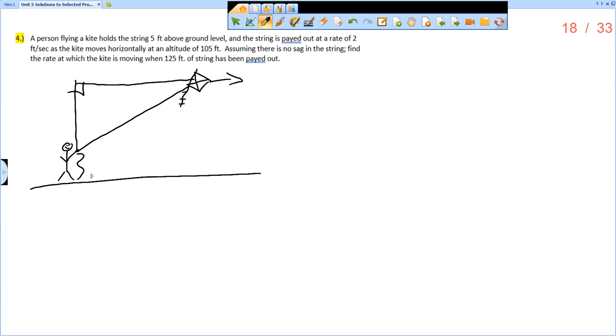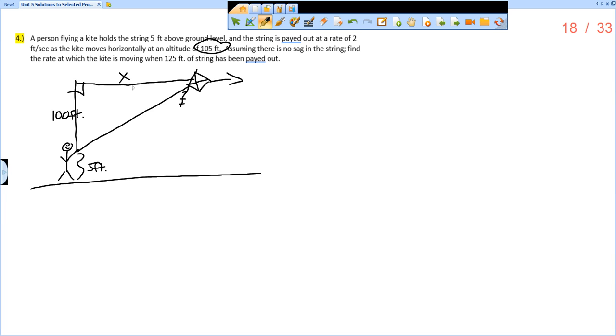Now, you're told that the kite is being held 5 feet off of the ground, but you're also told it's at an altitude of 105 feet. So that means the altitude is 100 feet above the height of the person's hand. That is not changing because the kite is flying horizontally. But what is changing? Well, the distance horizontally that the kite is from the person holding the kite.